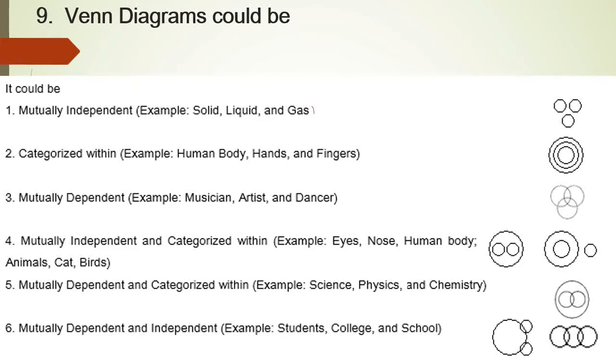Fifth, it could be mutually dependent and categorized within, for example science, physics and chemistry. So physics and chemistry are mutually dependent. Sometimes some of the aspects in physics come under chemistry also, and both the subjects are classified within science. So sixth, it could be mutually dependent and independent, for example students, college and school. College and school are different entities, whereas students play an important role both in school and college.